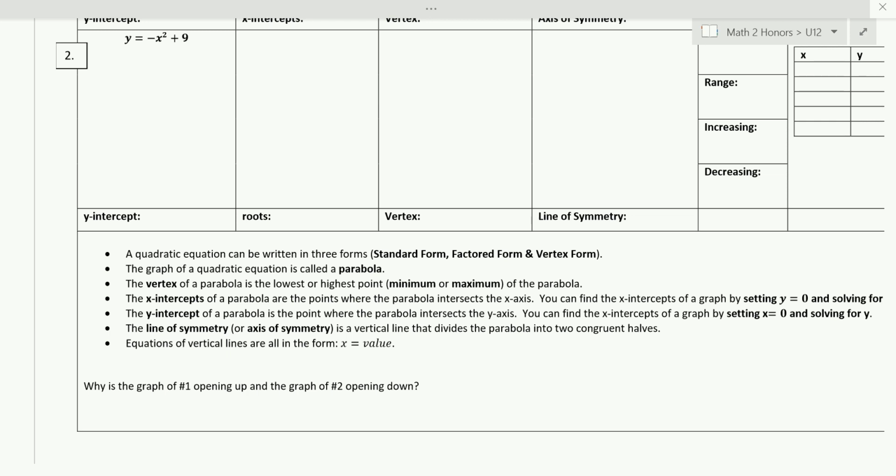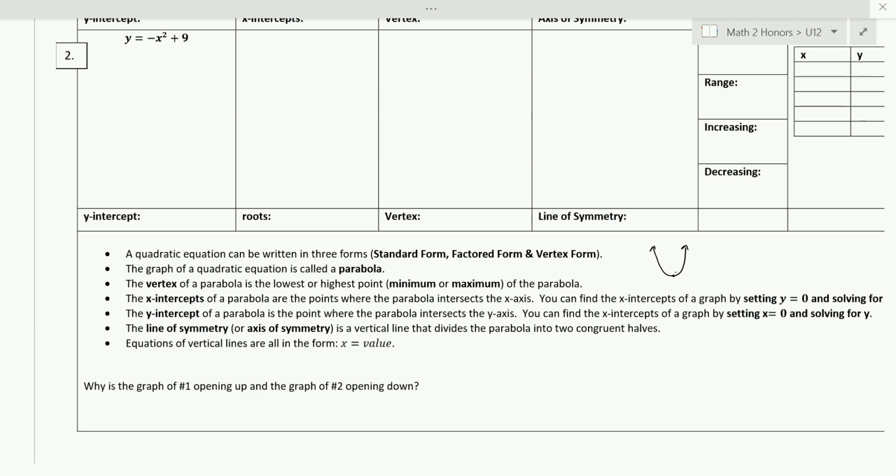The graph of a quadratic equation is called a parabola. If you didn't know that, you gotta know that. The vertex of the parabola is the lowest or the highest point. So you have this U shape, right? And the vertex is going to be, in this case, the lowest point of that U shape, which we call the minimum. If it's an upside down U shape, it'll be called the maximum.